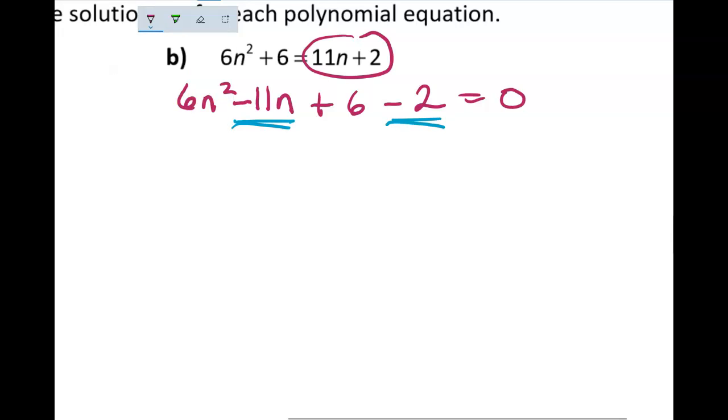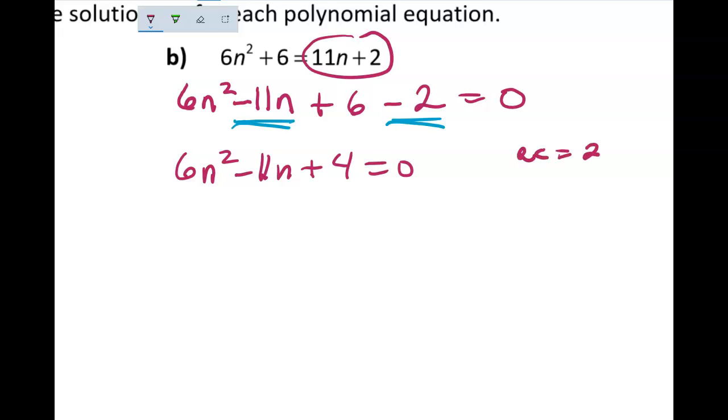Now we can combine our like terms. 6n squared - 11n + 4 is equal to 0. Now let's factor that. A times c is positive 24.